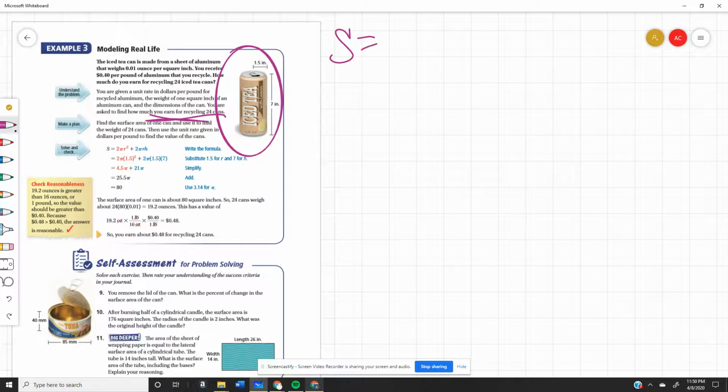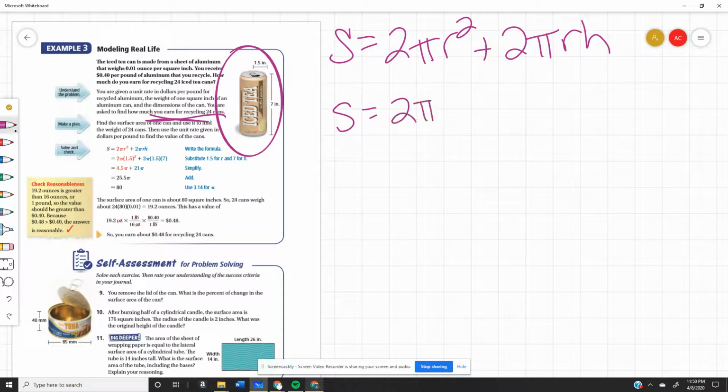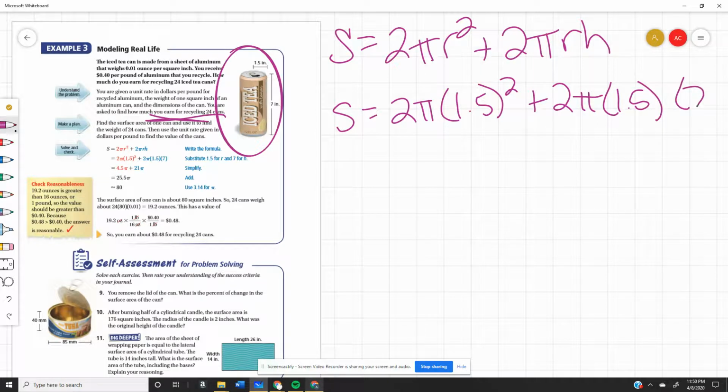So we're going to use the whole surface area formula, which is 2 pi r squared, because that includes my bases, plus 2 pi radius times height. Okay? So we're going to say surface area is equal to 2 times pi times 1.5 squared plus 2 times pi times 1.5 times 7. Okay?